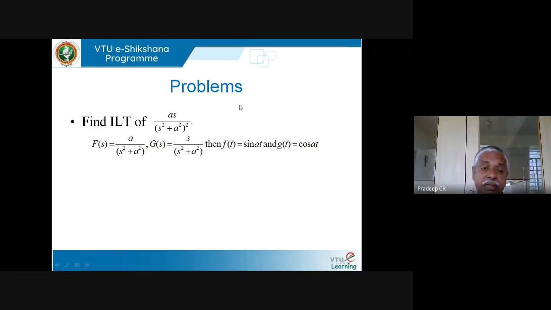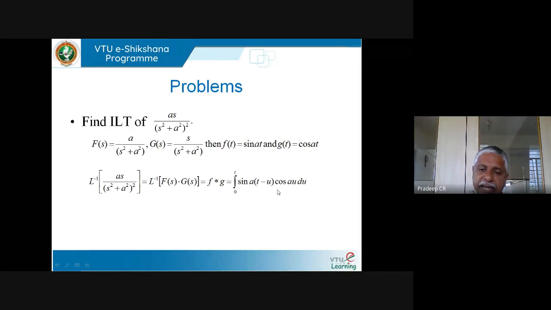Now what do I do with it? You want to find the inverse Laplace of this. That means you want to find the inverse Laplace of the product of these two, which is nothing but the convolution of these two by the convolution theorem. That's precisely what I'm doing. So the Laplace inverse of this is the convolution of f and g. Convolution of f and g means f is sine at, so f of t minus u, which is sine of a into t minus u, into g of u, which is cos of au du.